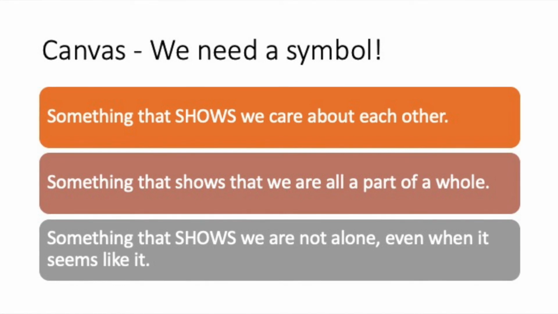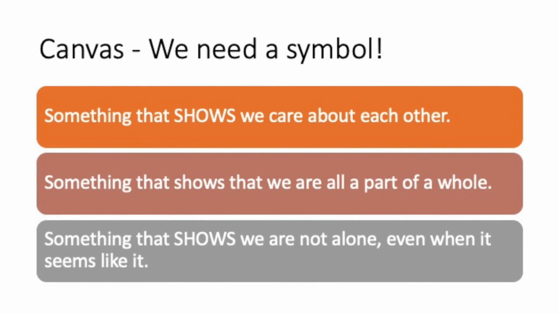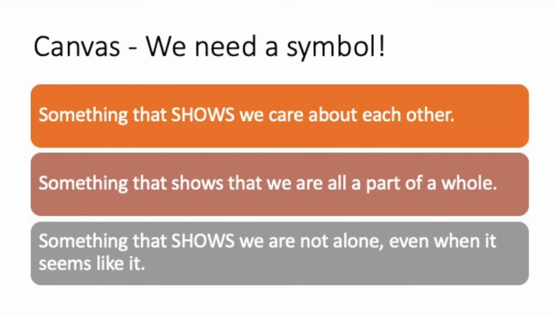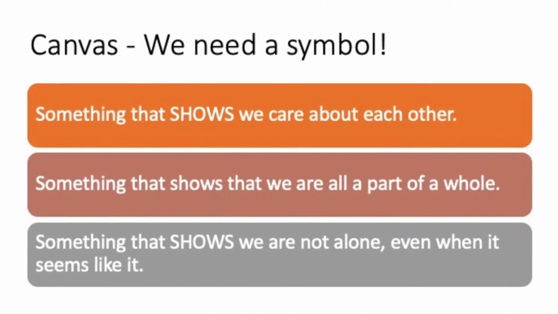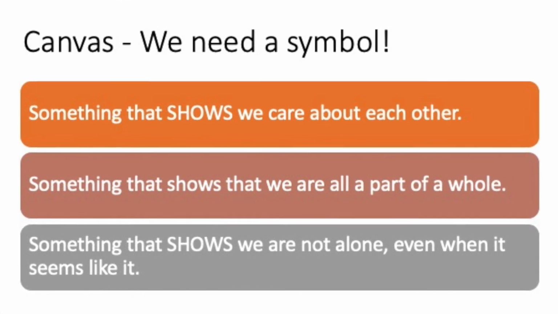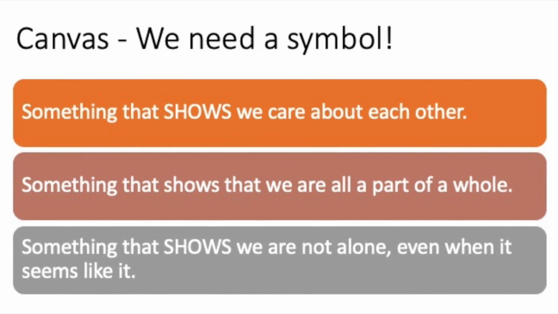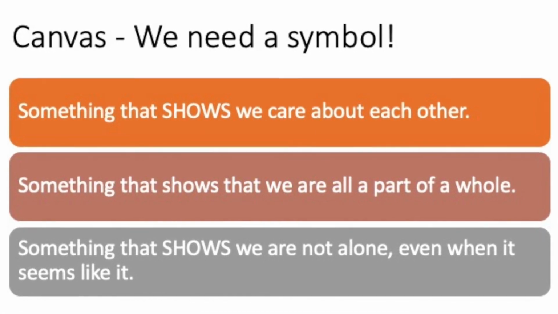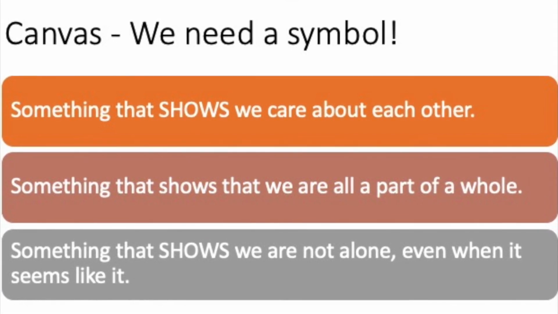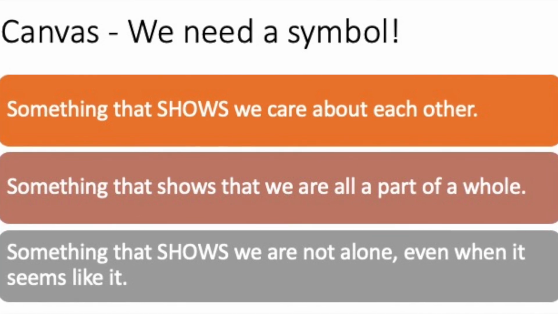Let's think about a symbol that we can create together, something that shows we care about each other, shows love, something that shows we're part of a whole, we're part of a group, something that shows that we're not alone, even when it seems like it. Maybe this symbol could be something that we share with everyone. And maybe, like the rainbows at the beginning of the pandemic, it might be something that we put in the windows of each home to help each other recognize that we're together in this.